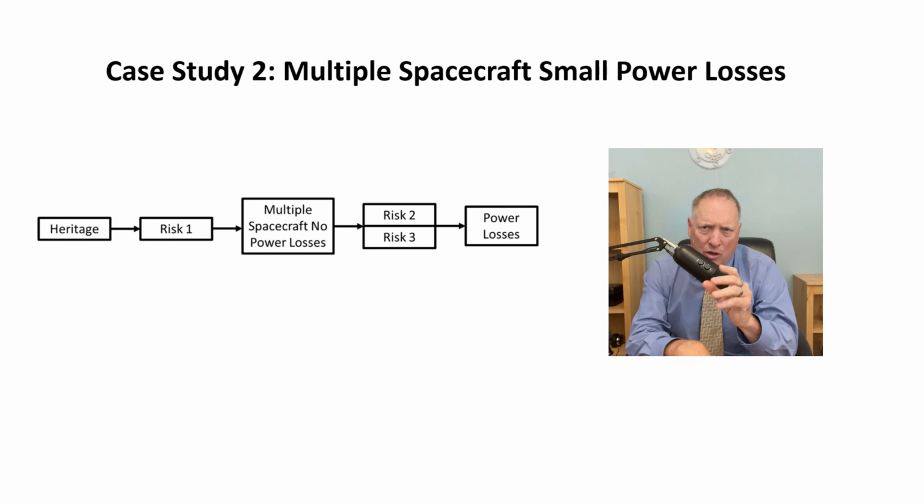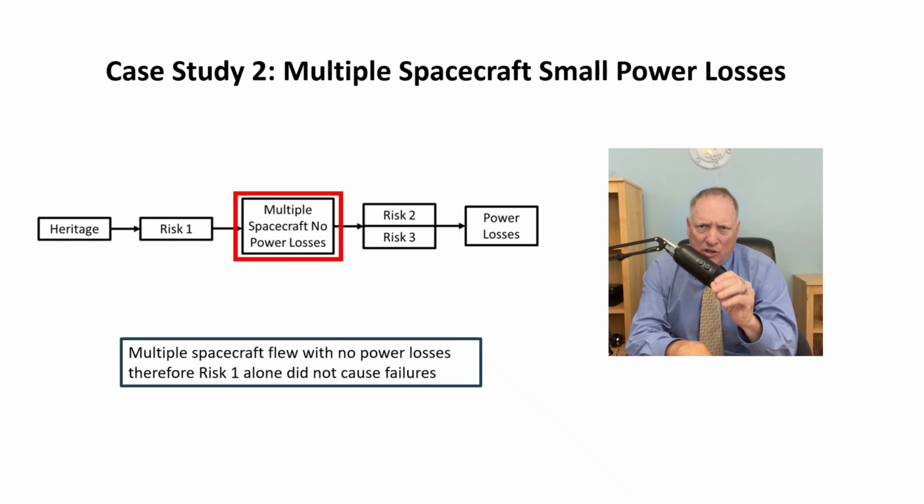Observation 1. We see risk 1 was introduced, yet multiple spacecraft were built and launched with risk 1, but had no power losses. So even though I consider risk 1 the primary technical root cause of product failure, nothing happened with it alone. Power loss only occurred once risk 2 and 3 were there also.